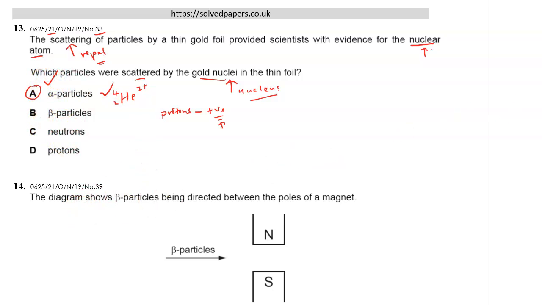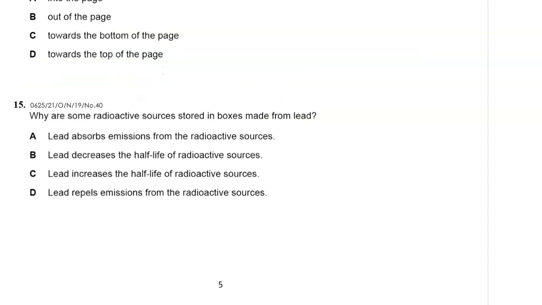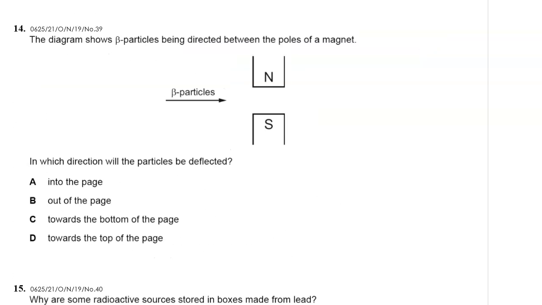Right, number 14. It's found in variant 2.1, and this is number 39. And number 14, the diagram shows a beta particle. Beta particle is basically a fast moving electron. That is what we call a beta particle, and electron is negatively charged.